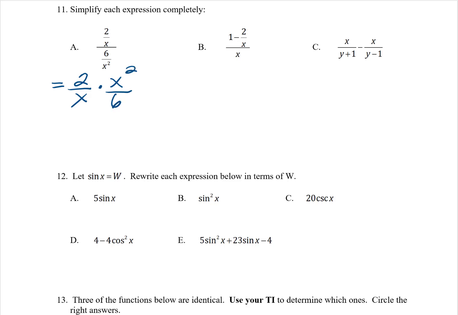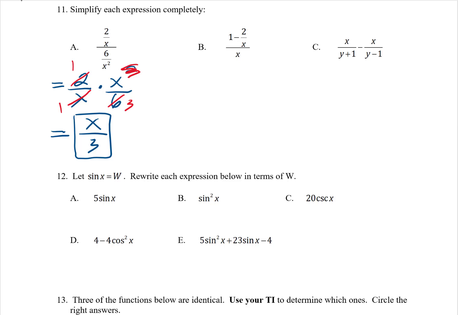And then I've got some common factors to divide out. Here a 2. And then for the x's, this single x would get rid of one of those x's up top. Multiply across, and we're all done. 1 times x is x, and 1 times 3 would be 3. And we're all set. Letter B is also a complex fraction, but it's a little more complicated looking.